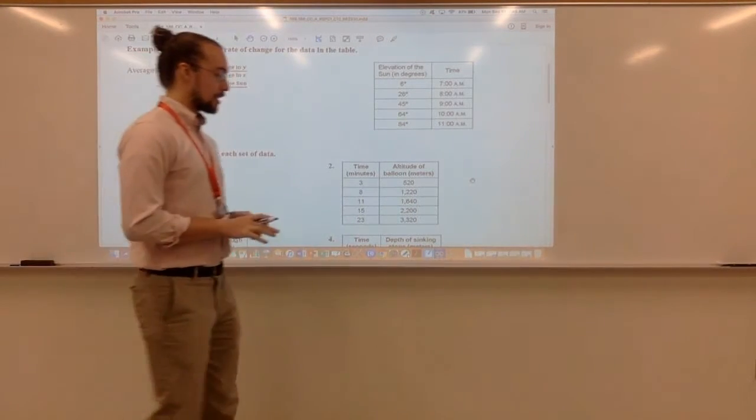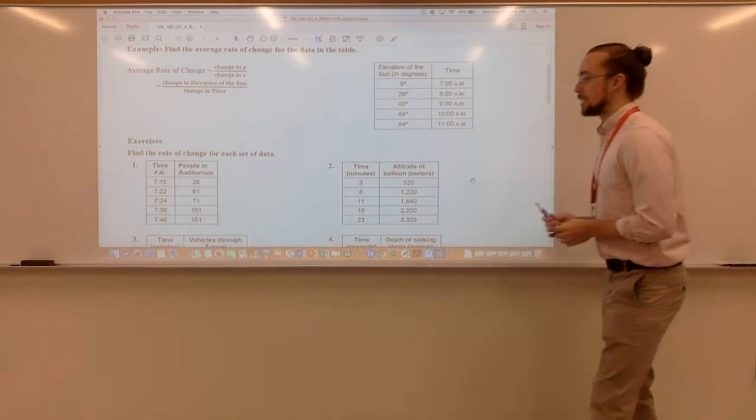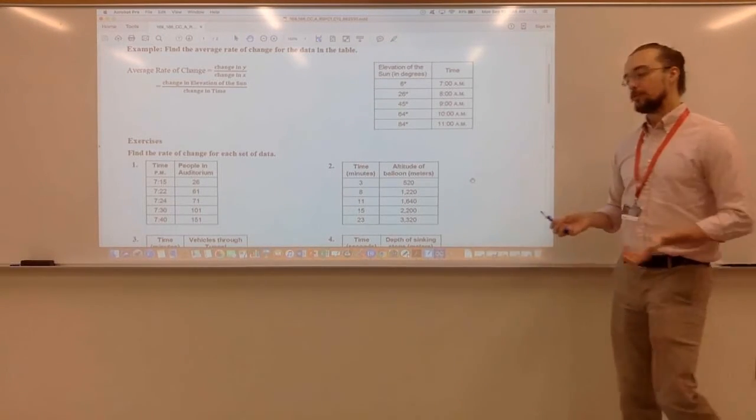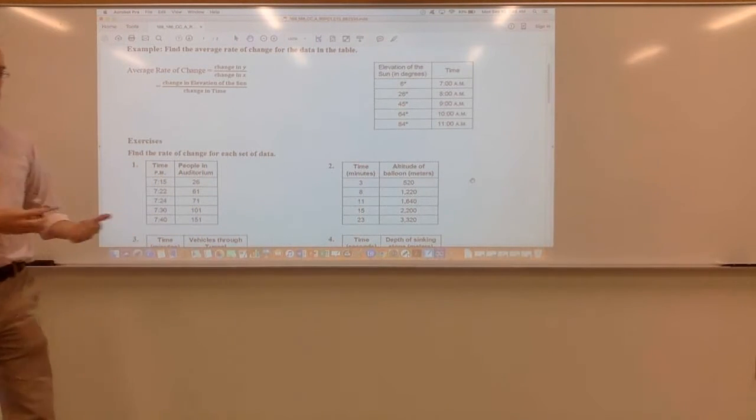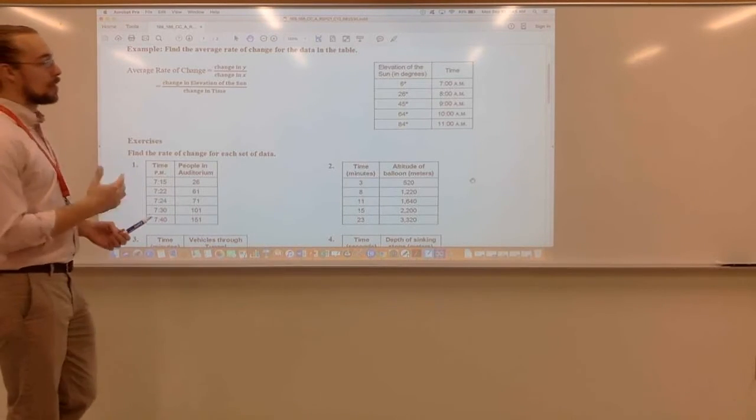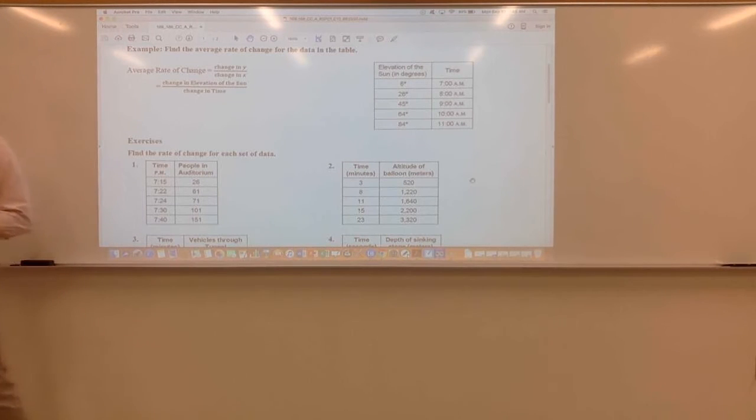Today we are going to start the next section. This section is about slope and rate of change. Hopefully this rings some bells from Algebra 1 and Algebra 2. This is something we've talked about for a long time. We're just going to cover it again in this class.